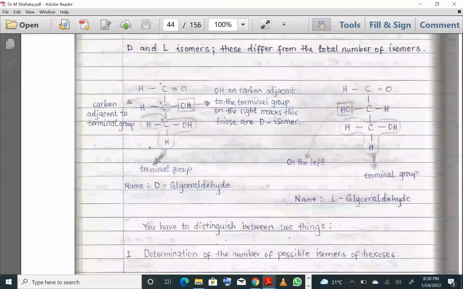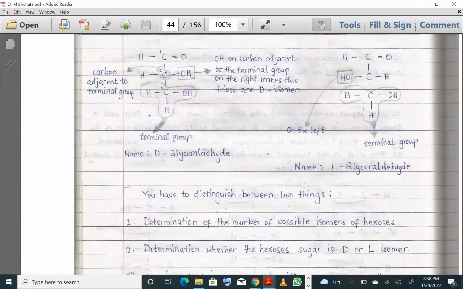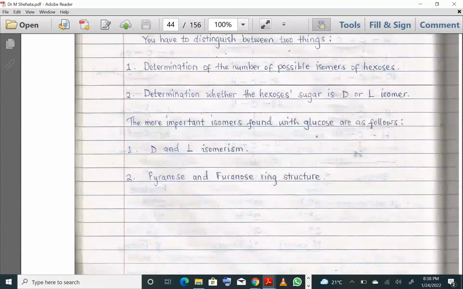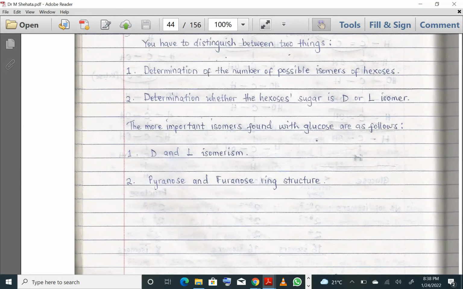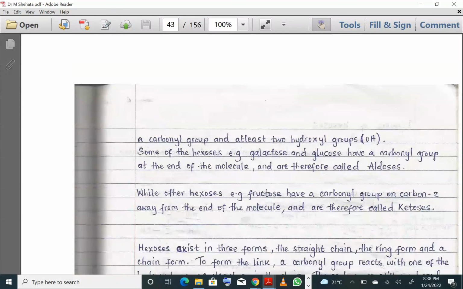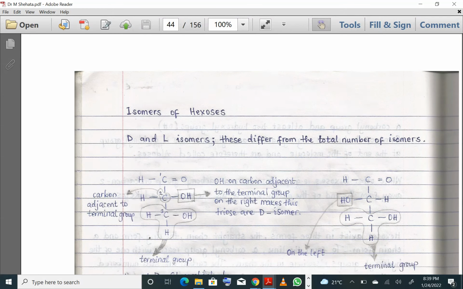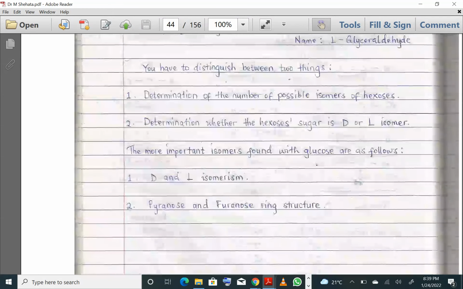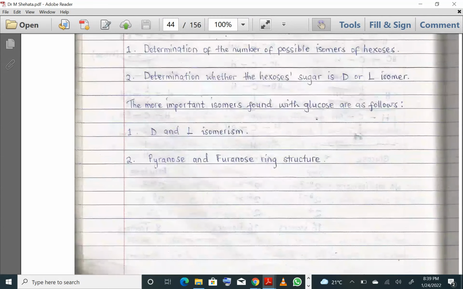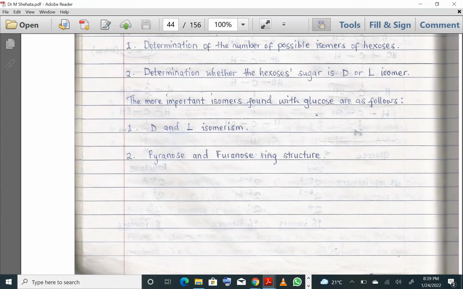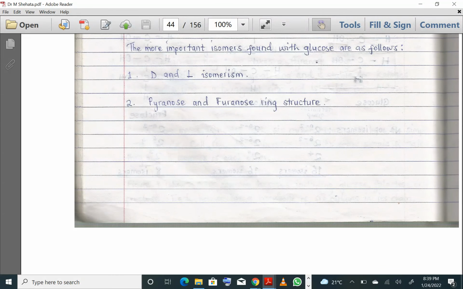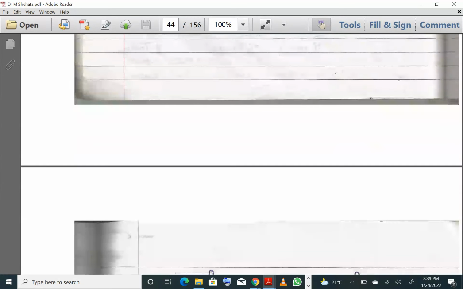And how to name these D and L, we've already discussed this. So we determined how to figure out the number of possible isomers. This one that we are looking at is just the number of isomers in general. Then determination whether the hexose sugar is D or L, we remember we discussed that. Then the important isomers found with glucose are D and L isomerism, pyranose and furanose ring structures. Okay, so let's go right into it.